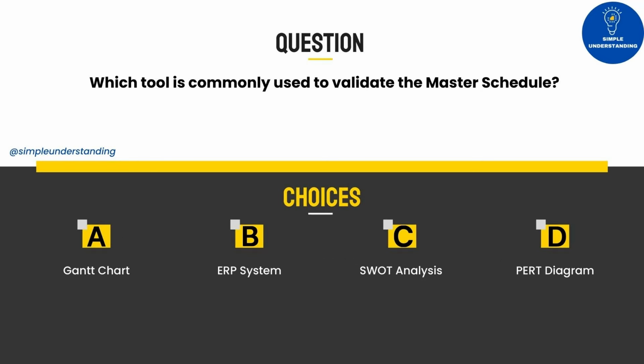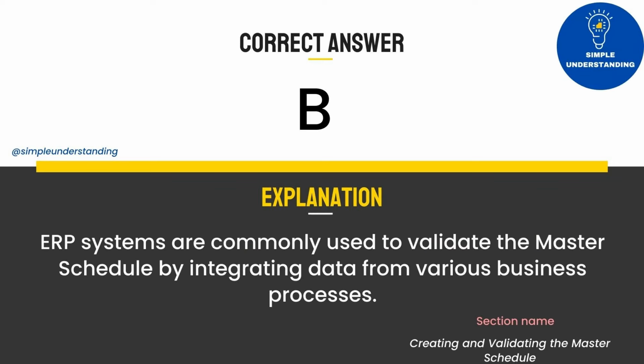5. Which tool is commonly used to validate the master schedule? A. Gantt chart. B. ERP system. C. SWOT analysis. D. PERT diagram. Correct answer: B. Overall explanation. ERP systems are commonly used to validate the master schedule by integrating data from various business processes.